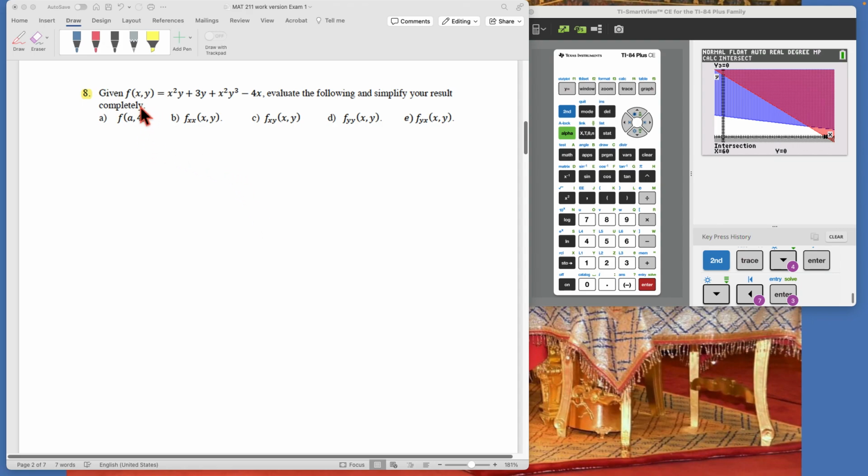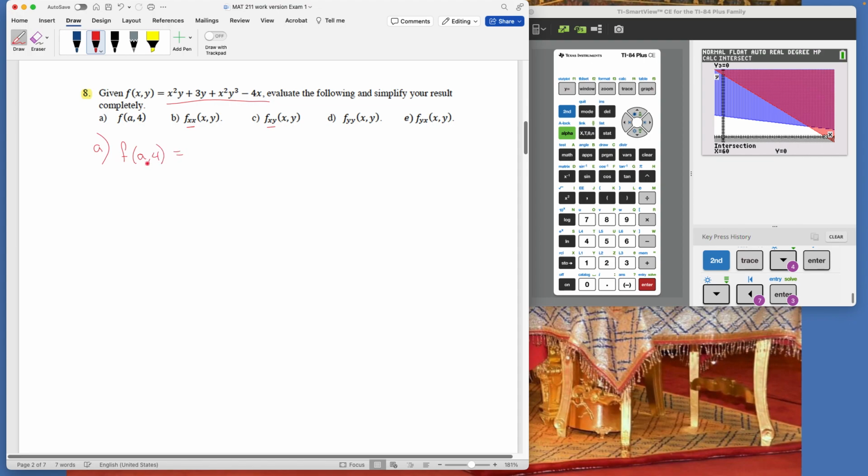Here, we're asked to evaluate f of a, 4. We're given a function here, and we're also asked to find some second derivatives. Of course, before we can find second derivatives, we have to find the first derivative. But let's go ahead with this first one, f of a, 4. So to evaluate, we just plug in the point.